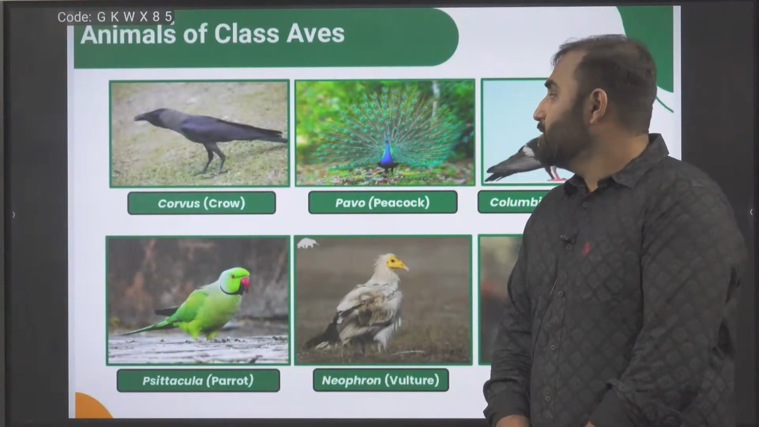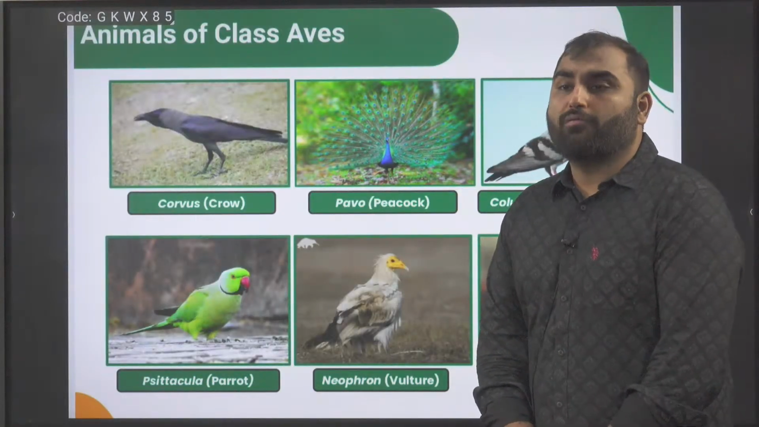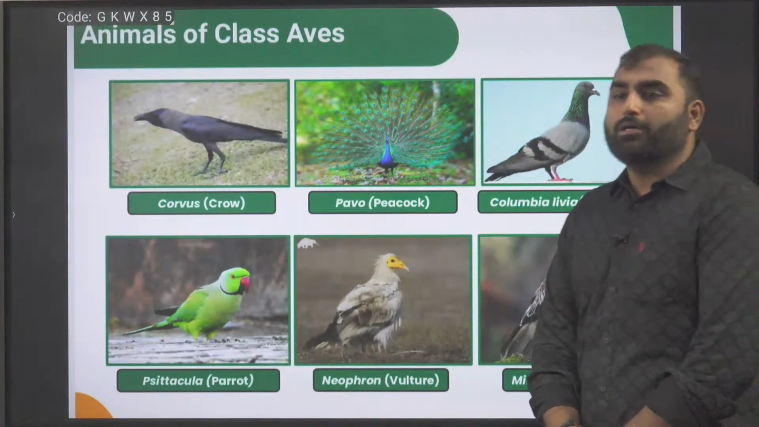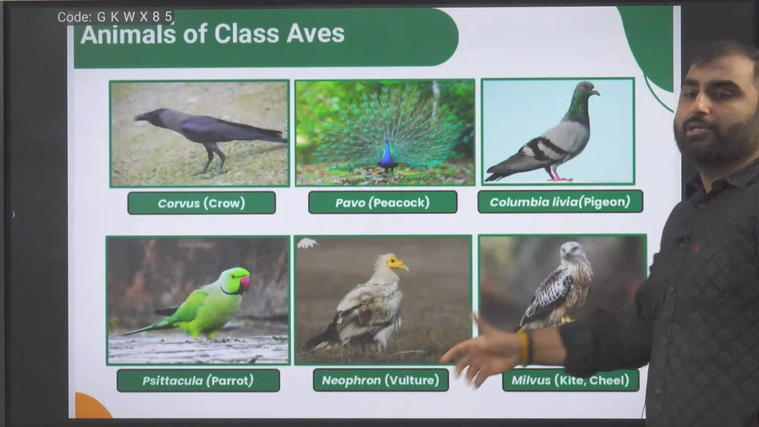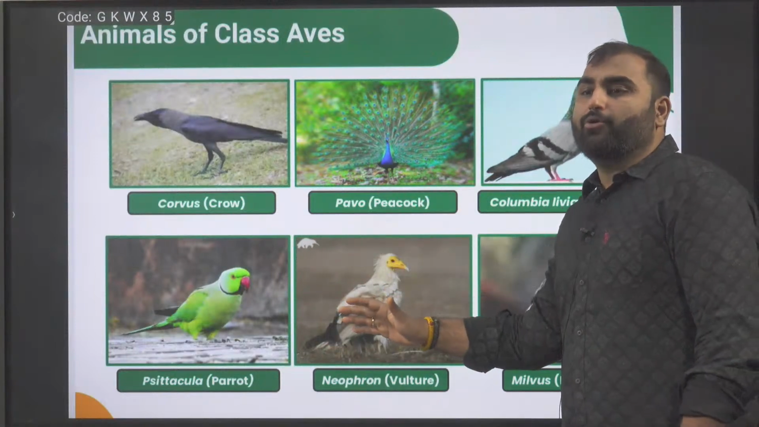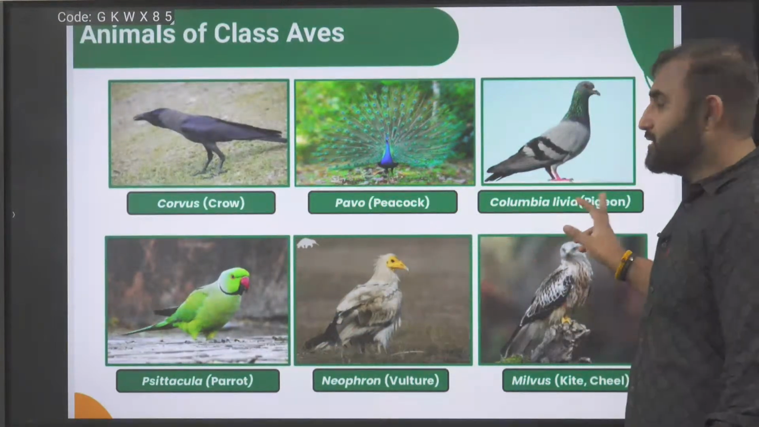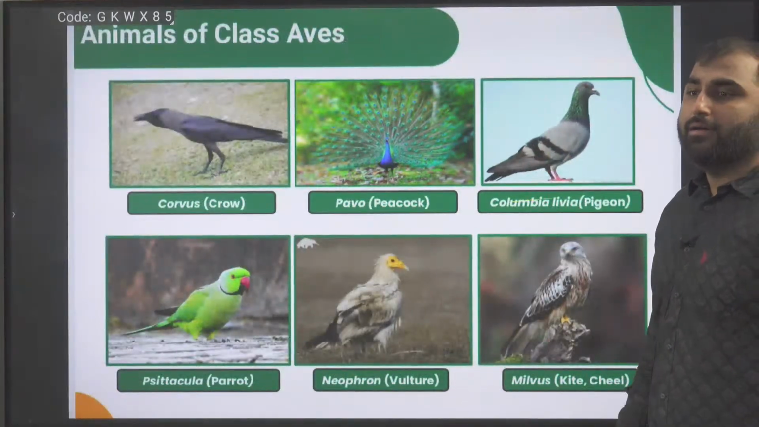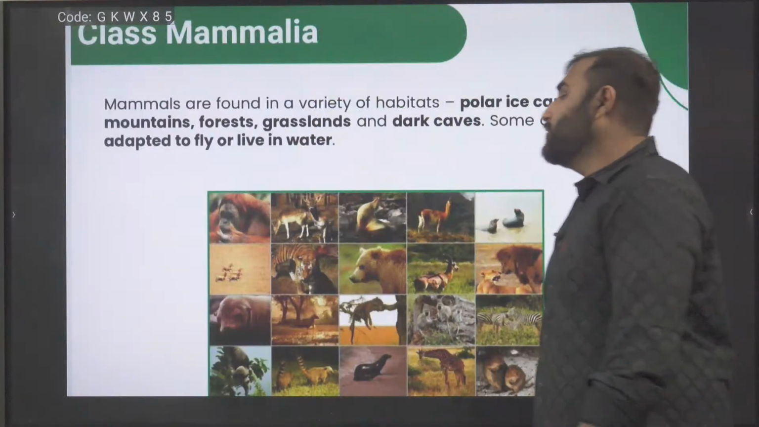Okay. Next, moving ahead, talking about Corvus. Corvus is your crow. Pavo is peacock. Columba, we have pigeon. Psittacula is parrot. Neophron, vulture. Milvus, kite is there. These are all the scientific names of your birds which you need to remember.